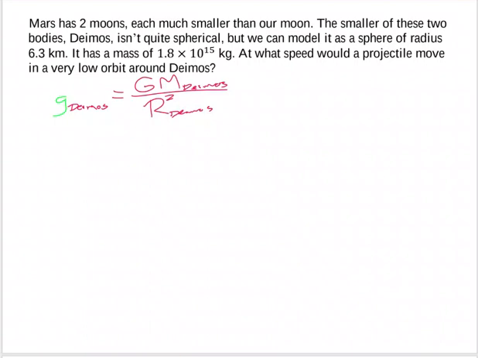Okay? That makes sense. So we know the gravitational constant. What was it? 6.67 times 10 to the negative 11th. The units are newton meters squared per kilogram squared.